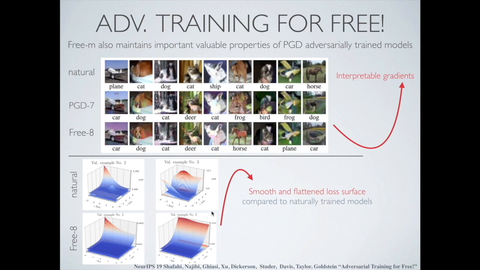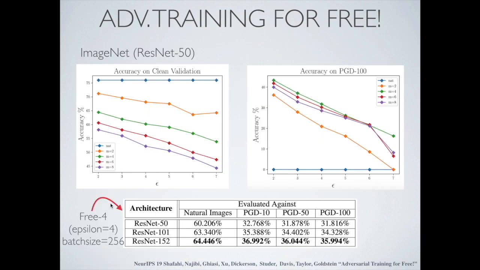If we look at the loss with respect to the input, we can see that compared to a naturally trained model, the robust models, such as our free M models, have very smooth loss surfaces. We use our adversarial training for free algorithm to train different models on ImageNet. Similar to the case for CIFAR 10, we see that we can train robust models using different replay parameters. And as we increase the replay parameter, M, our accuracy on natural examples drops. But up to some point, our robustness increases.